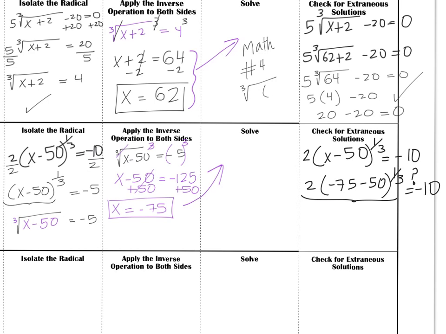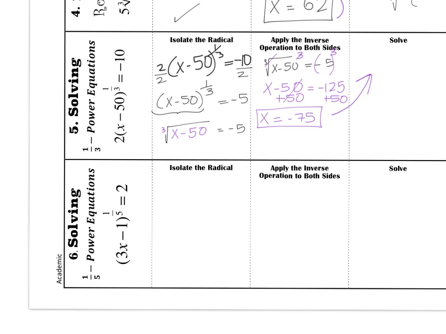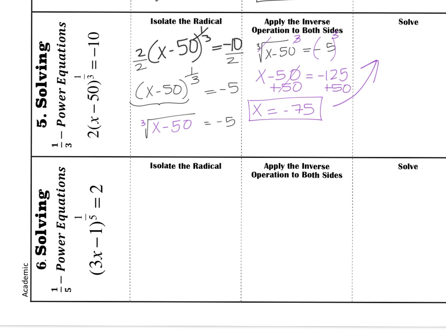So 2 parentheses, negative 75 minus 50, close parentheses, to the power. You can do alpha y equals to create a fraction. And then put 1 on top of the fraction and 3 on the bottom of the fraction. Now press enter, and yes, I got a negative 10. So it means negative 75 is an acceptable solution. It's not an extraneous solution. Okay? Now let's move on to our last example.